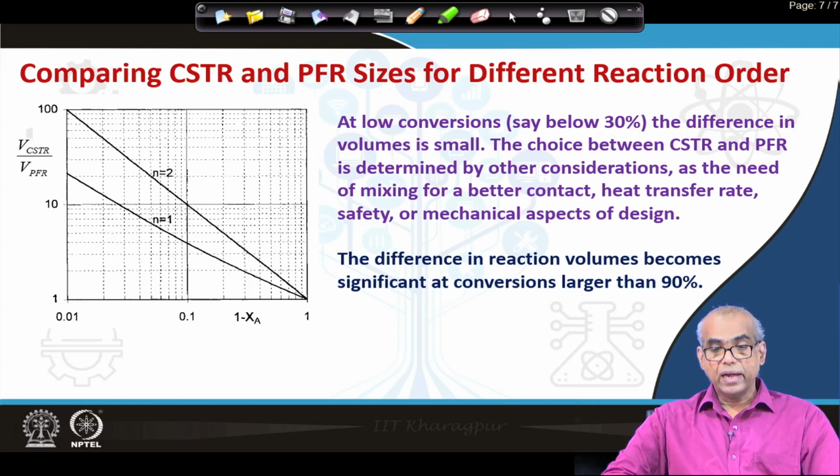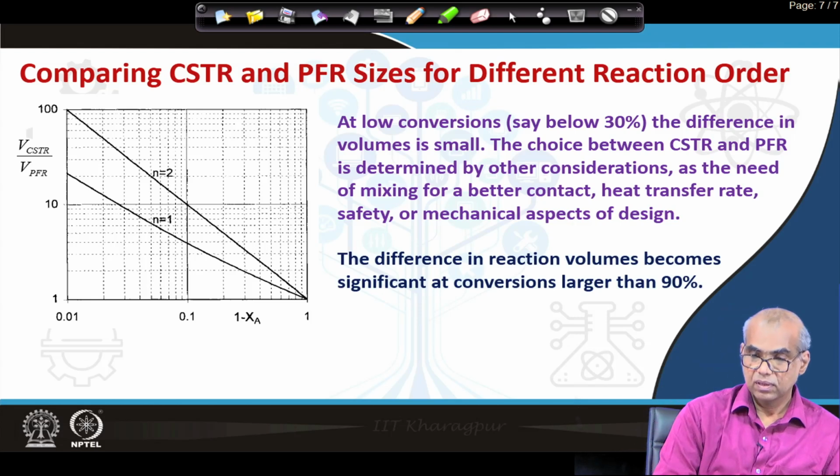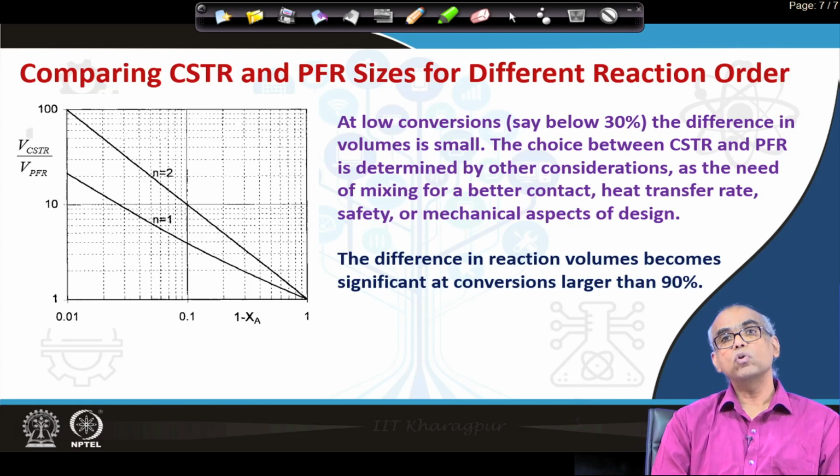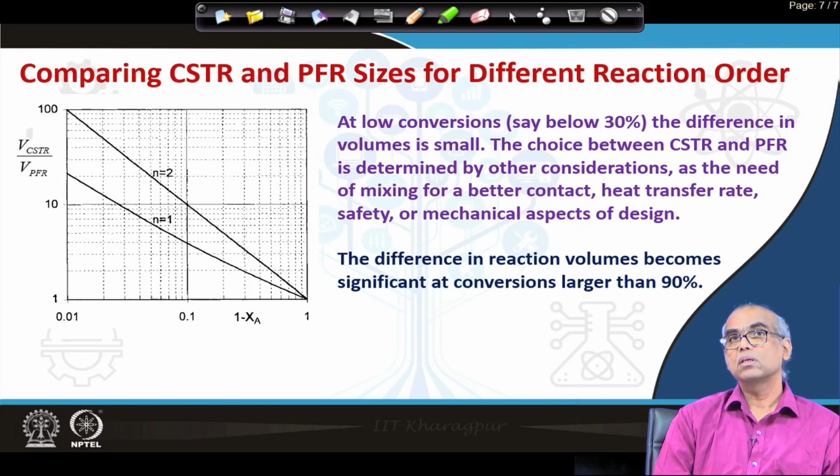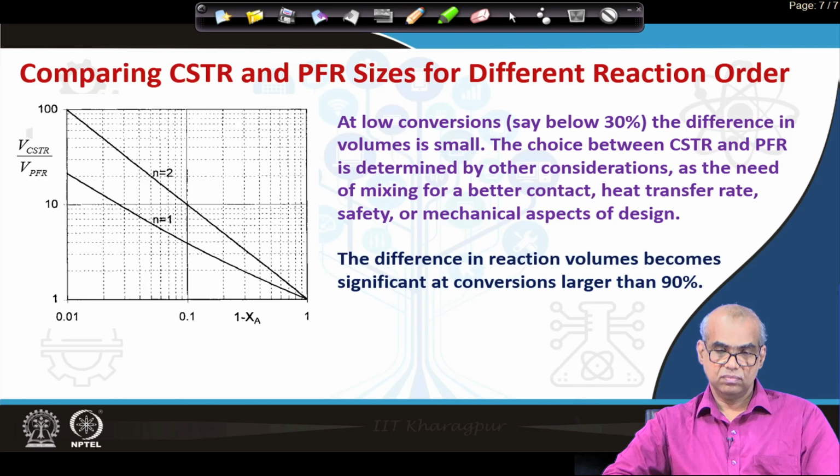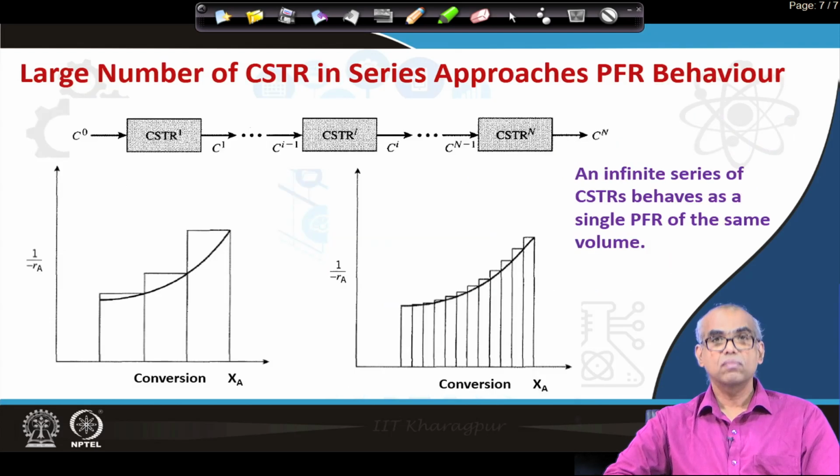Now, at low conversions, the difference in the CSTR volume and the plug flow volume is small, but as the conversion increases, the difference increases. The difference also increases with the increase in reaction order. So, how to decrease this difference? We can use multiple CSTRs in series. An infinite series of CSTRs behaves as a single plug flow reactor of the same volume.